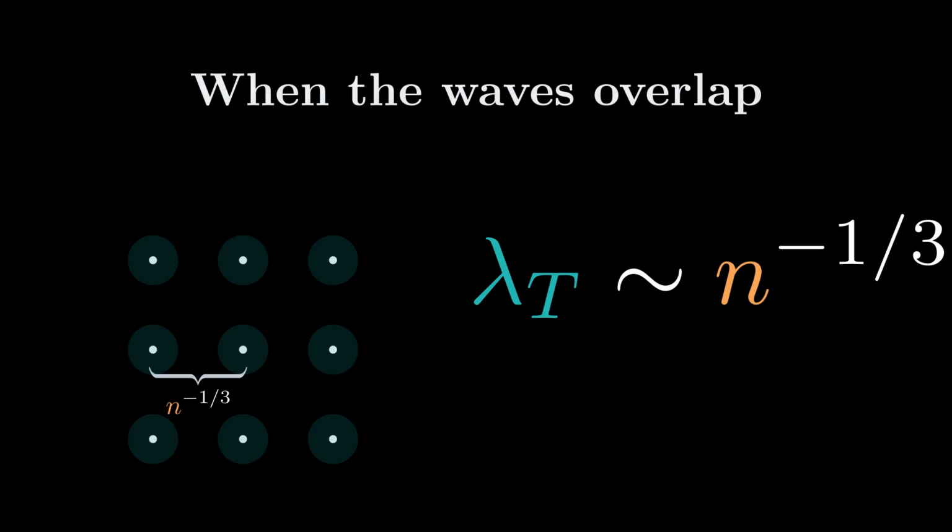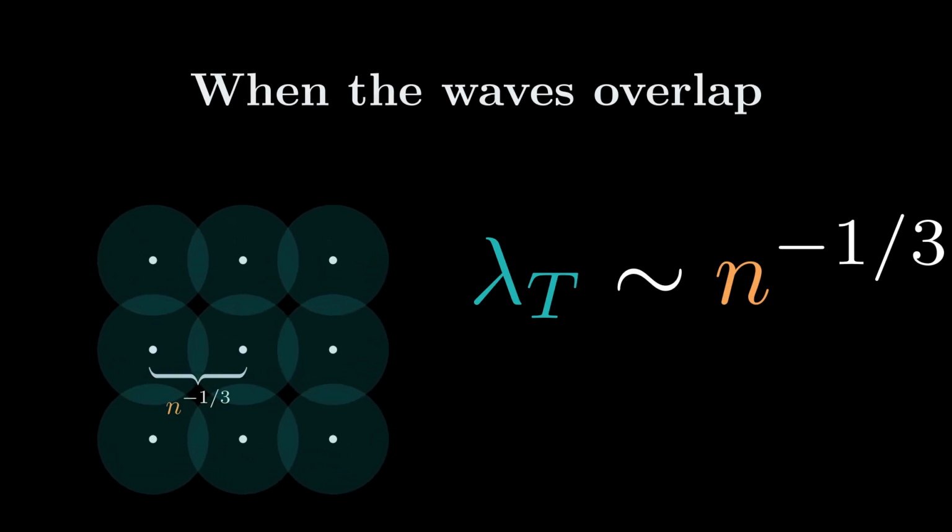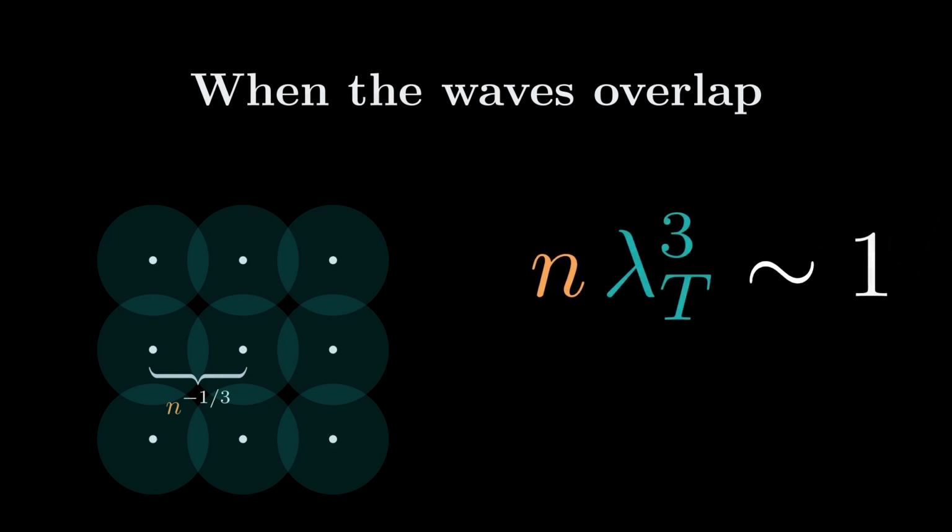But as we cool, lambda T grows toward d. The clouds reach out and touch, they overlap. And the instant one atom's wave blurs into its neighbors, you can no longer say which atom is which, and the whole quantum statistical character of the gas switches on. So set lambda T equal to the spacing, cube both sides, and the geometry collapses to one clean dial. n lambda T cubed. When that crosses about 1, the waves overlap and condensation begins.